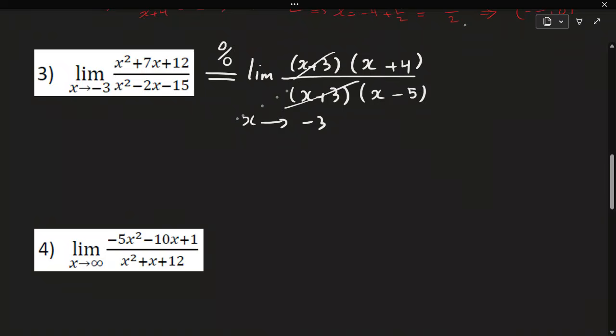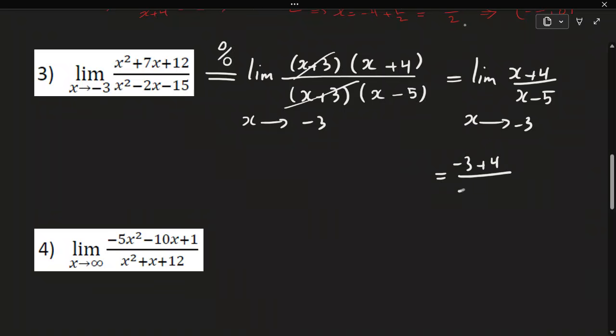Now we can cancel this factor, because when x approaches -3, it is not -3 itself, so these parentheses are not 0, and we can cancel. Then we have x plus 4 divided by x minus 5 when x approaches -3. Now we can substitute and get -3 plus 4 over -3 minus 5, or 1/8 with negative sign.